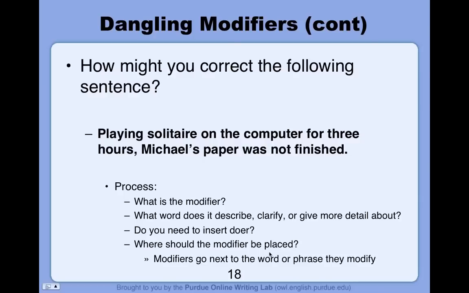Consider how you'd correct this sentence. How would you describe the problem with this sentence? "Playing solitaire on the computer for 3 hours, Michael's paper was not finished." Go through the process. What is the modifier? What word does it describe, clarify, or give more detail about? Do you need to insert the doer? Where should the modifier be placed? Remember, modifiers go next to the word or phrase they modify. So the way the sentence is currently written, Michael's paper is the one that played solitaire for 3 hours, not Michael. Think of some suggestions for how you can correct this, again using that process.